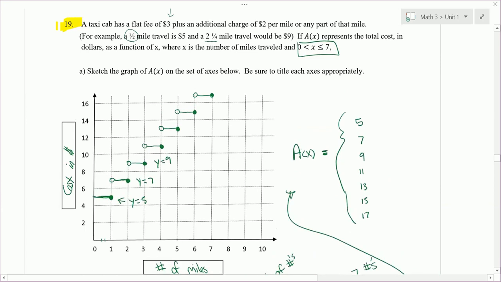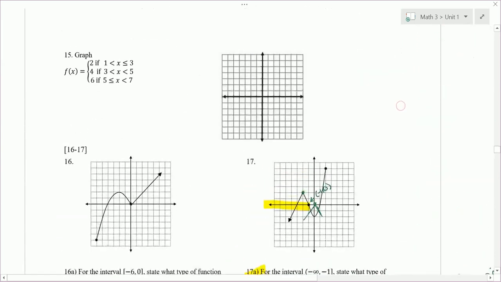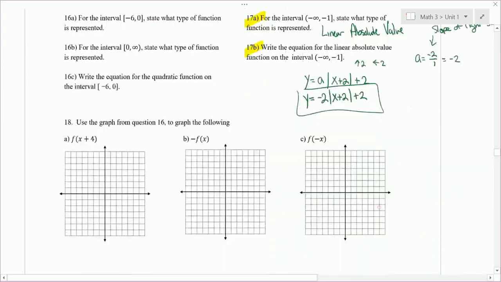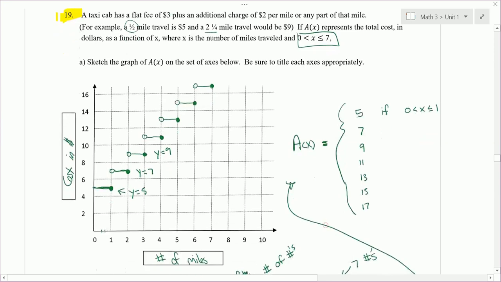So those are my 7 pieces. But those pieces only are within certain ranges, like it's only 5 from 0 to 1. So 5 if x is between 0 and 1. Don't include the 0, but include the 1. It's going to be 7 if x is between 1 and 2. Don't include the 1, but include the 2, and so on.